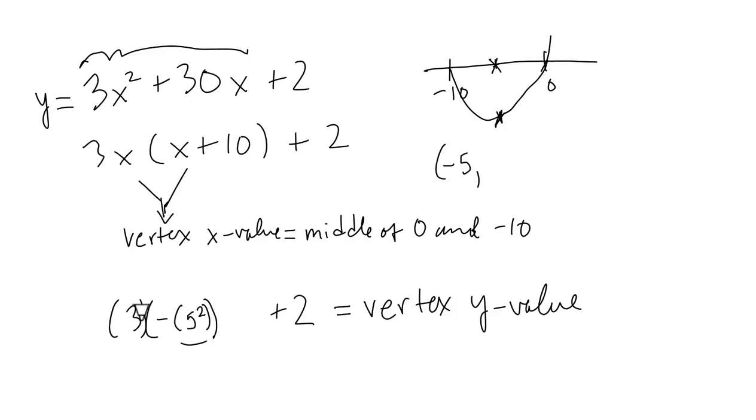So here we have 3 times negative 25. That would be negative 75 plus 2, which is negative 73. So we get negative 5 comma negative 73 is the vertex.